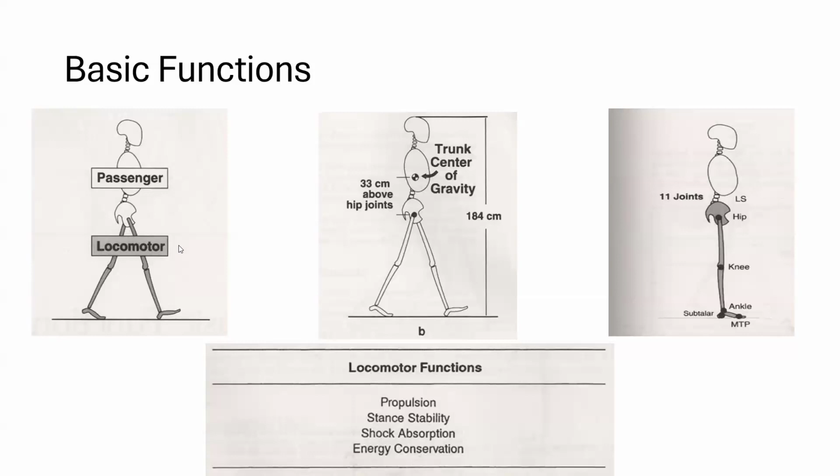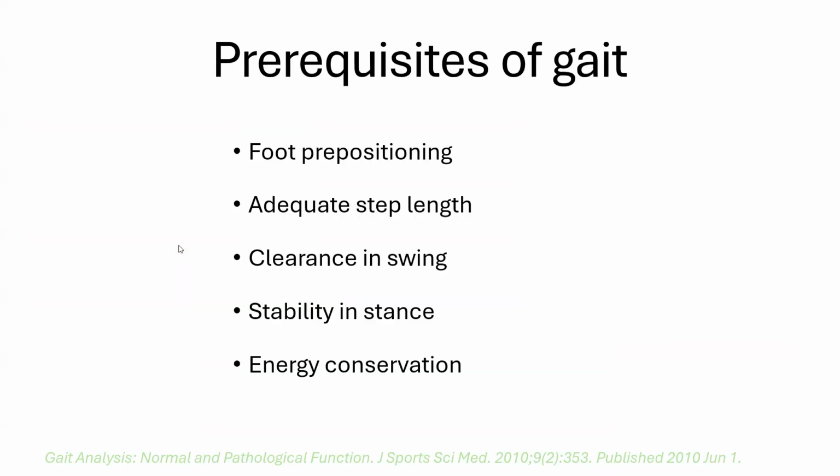The accomplishment of these functions depends on the distinct motion patterns of each different joint. The prerequisites of gait are five points: foot pre-positioning, adequate step length, clearance in swing, stability in stance, and energy conservation. These five are very important for a gait to be normal. If any of these five aspects are affected by disease or injury, then obviously we will have an adverse impact on the overall gait pattern.